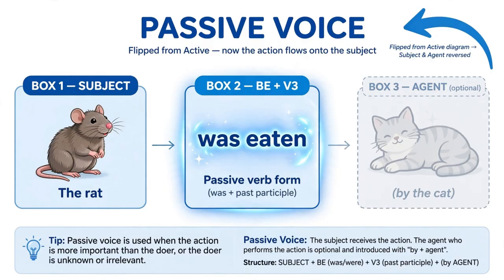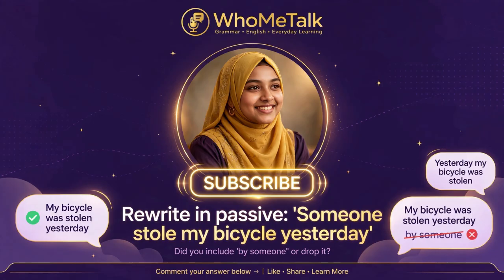Now, here's a challenge for you. In the comments below, take this active sentence and rewrite it in the passive voice. Someone stole my bicycle yesterday. And then tell me, did you include by someone or did you drop it? Why? I'm curious to see your answers.